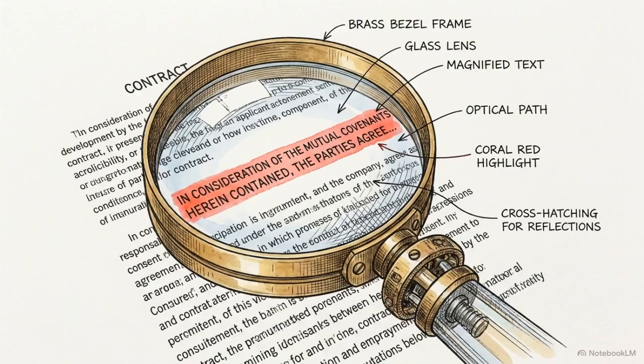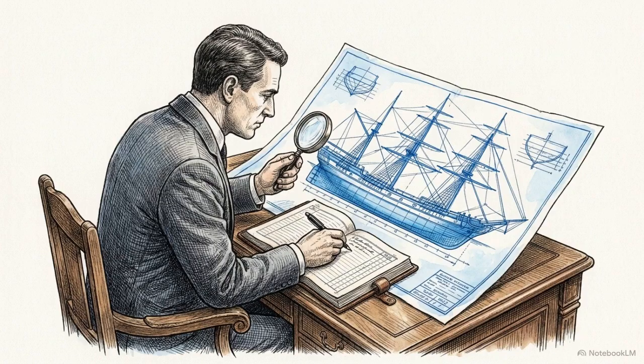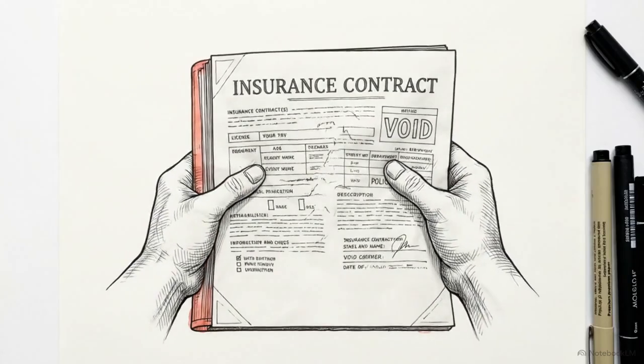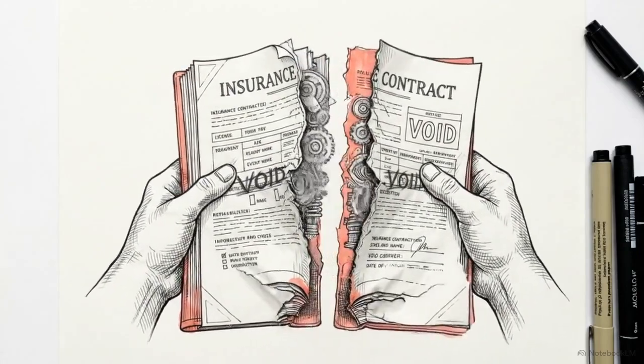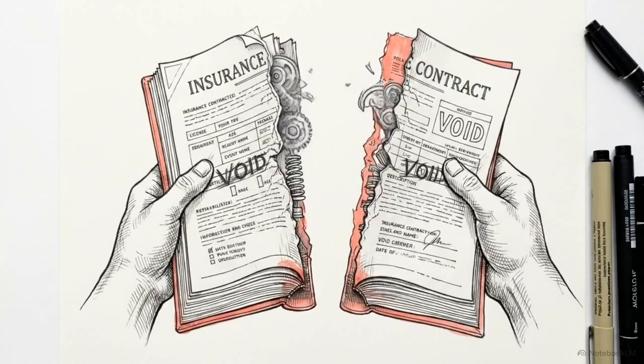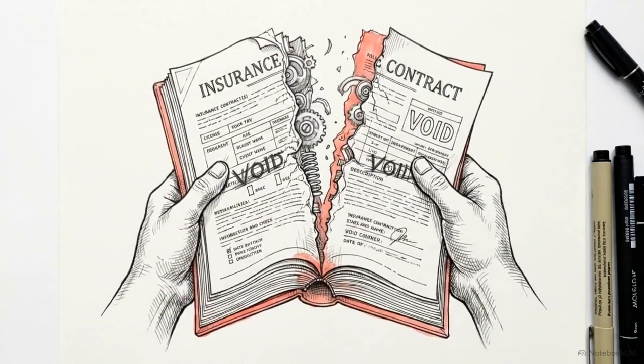The threshold for disclosure applies to any material fact. If a piece of information would alter a prudent underwriter's decision to accept the risk or influence the premium rate, it must be reported. The penalties for breaching this duty are absolute. Proving an insured party fraudulently misrepresented or concealed a material fact renders the entire contract instantly void.